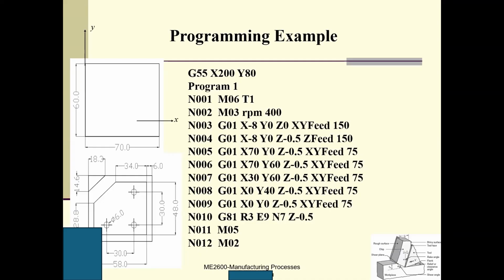And then I'm going to move my tool. So here, the feed rate is 150. And then I'm going to move X70, Y0, Z minus 0.5. This is cutting, okay, because my tool is going down. So let me see.